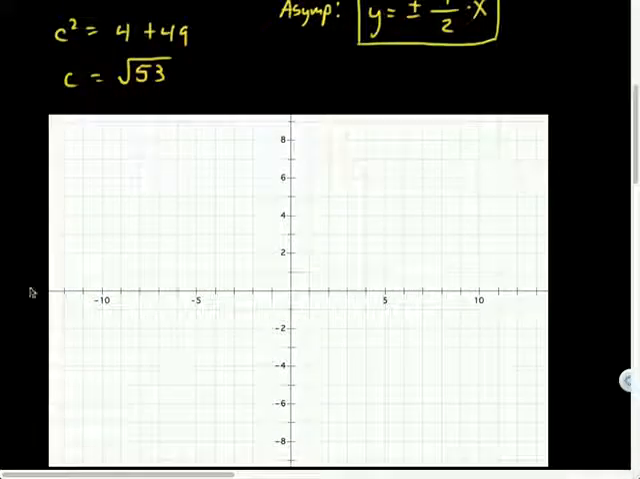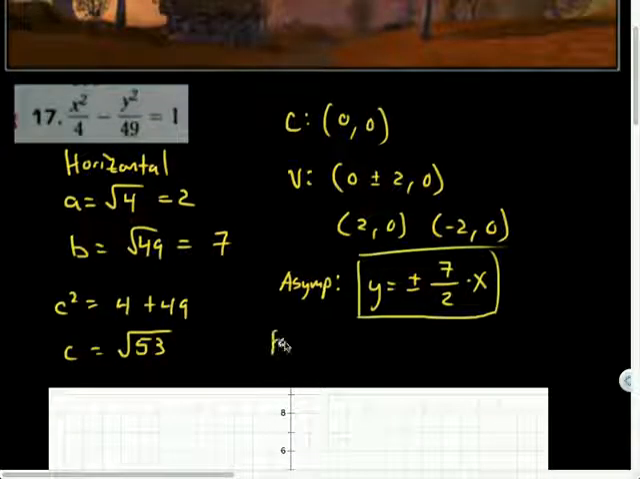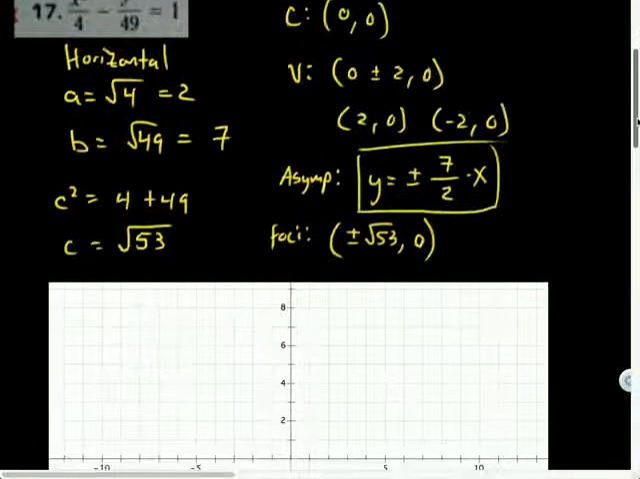Okay, here we go. And the foci, yep, forgot all about them. I'm just going to add and subtract the square root of 53 to the x coordinate of the center. So I could just write plus or minus the square root of 53, comma 0. Right, so there are 2 of them. The square root of 53 is probably 7.3-ish, something like that.